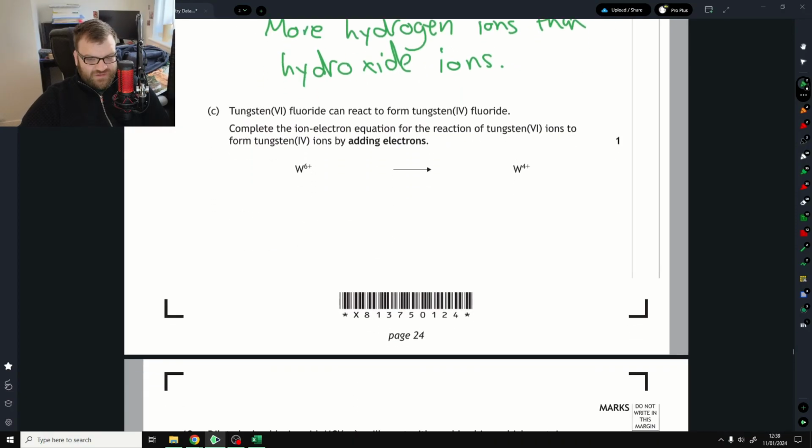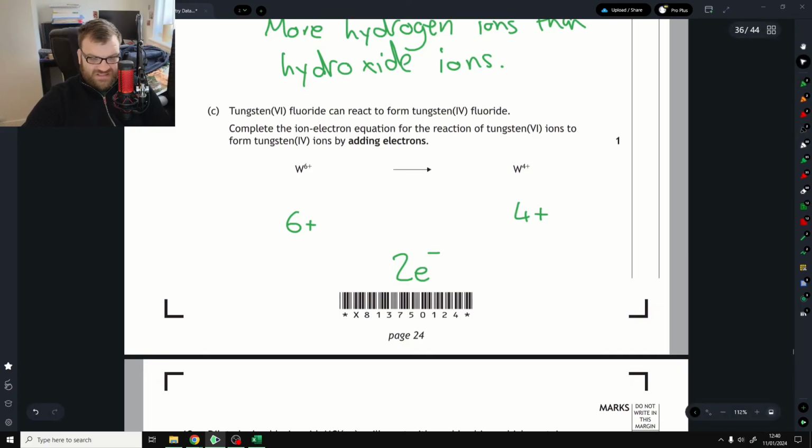Next up, we have to complete the ion-electron equation for tungsten by adding electrons. We have got a 6+ charge here. We have got a 4+ charge there. There is a difference of 2. This means I'm going to want 2 electrons.